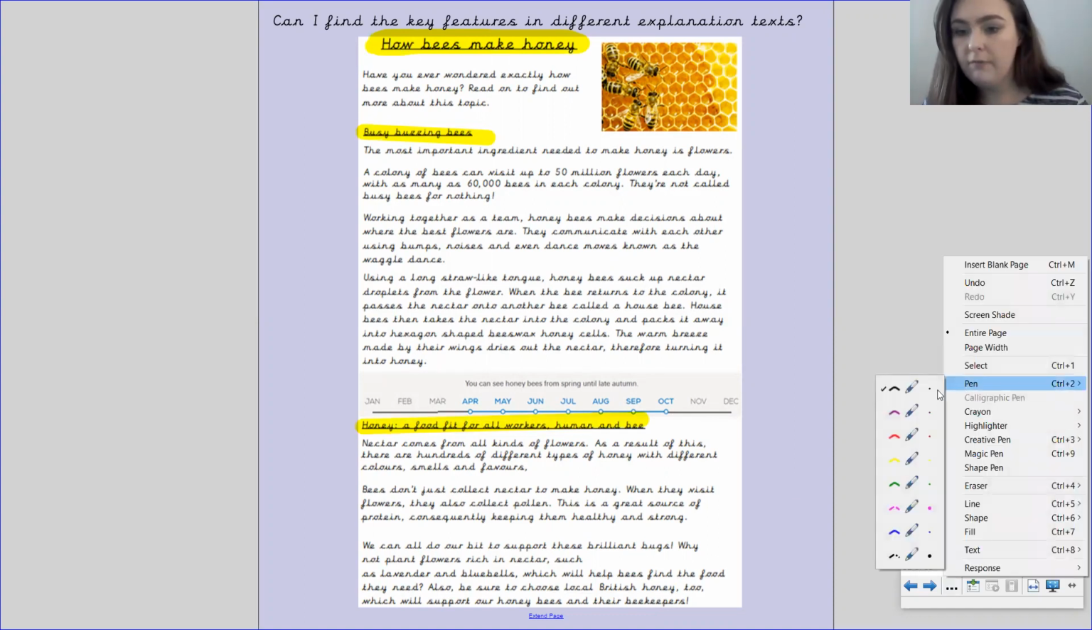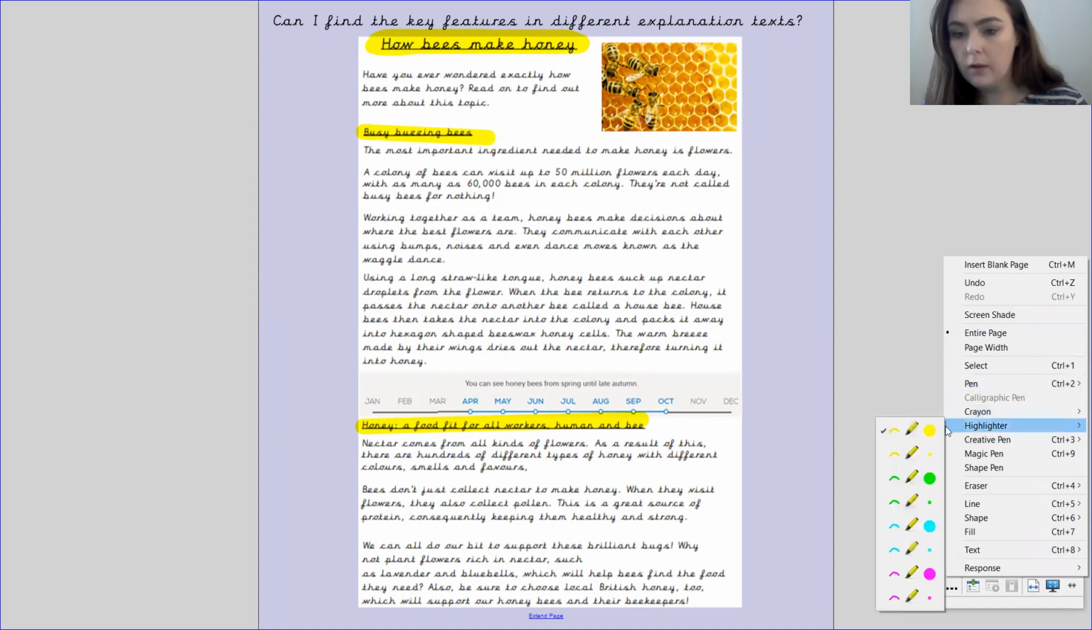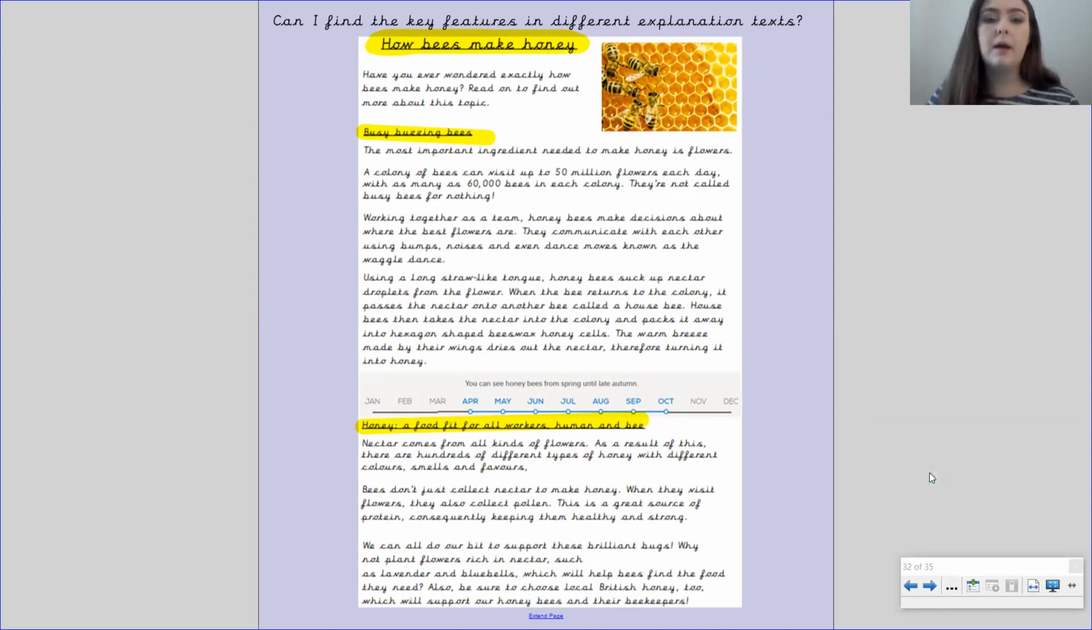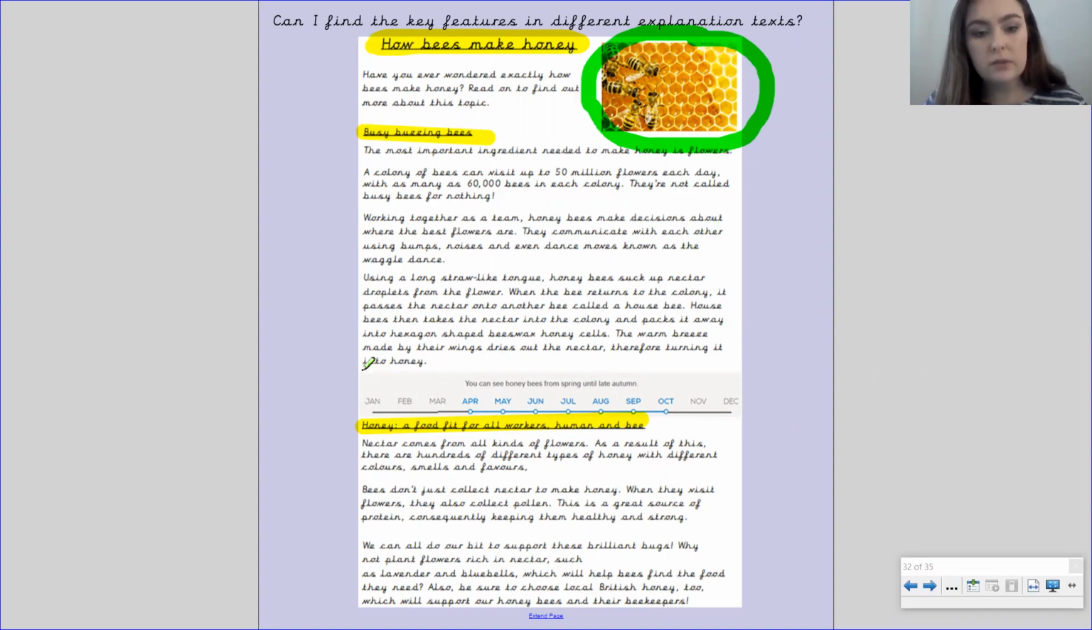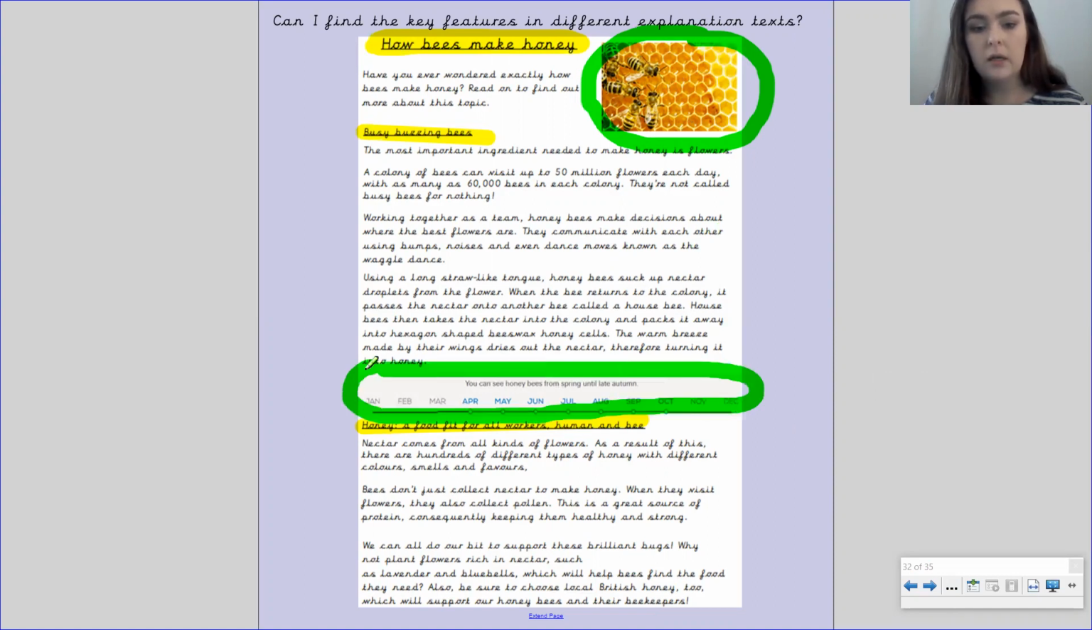Okay, let's now have a look for our diagram or illustrations. We can see on here that we've got a picture up at the top of bees and the hexagon-shaped cells for beeswax. And we can also see this diagram down at the bottom here that shows us when you can see honeybees. So those are our two diagrams or illustrations.